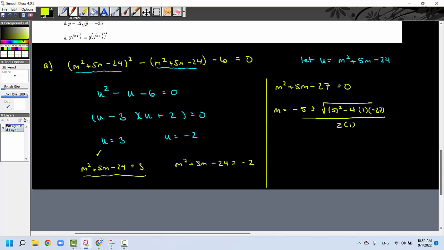So after doing a little bit of work here, you end up getting negative 5 plus or minus the square root of 25 plus 108, all over 2. So m equals, in this case, negative 5 plus or minus root 133, and I'm just about to run out of space here, all over a small little 2 right there. I apologize for the lack of space. Now that's one side of this. One side of this is now done.